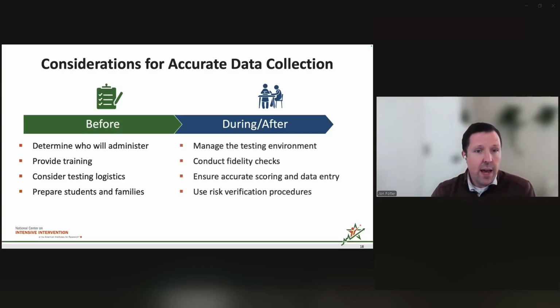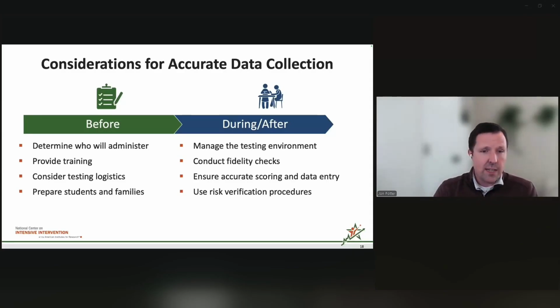All right. And during and after, the things that we're going to talk about are how you manage that testing environment. How do you make sure that kids are giving their best effort and getting a good, accurate bead on where kids are at? We're going to talk about fidelity checks. How do you make sure that we're collecting accurate data, scoring it accurately and entering the data accurately? I know some of the systems will enter it for you as you score it. It'll go automatically into your database. Some of them you're going to have to collect and manually enter. So we're going to talk about things to consider there.